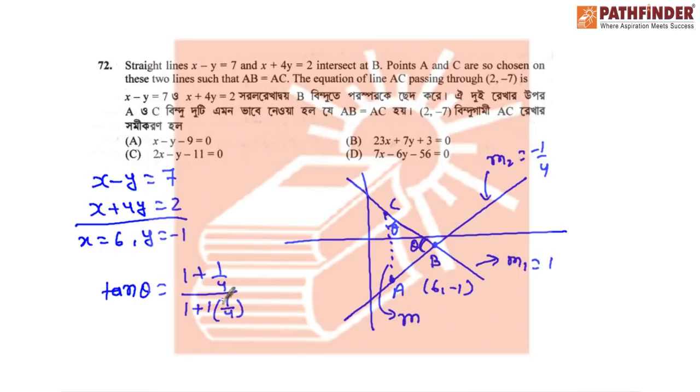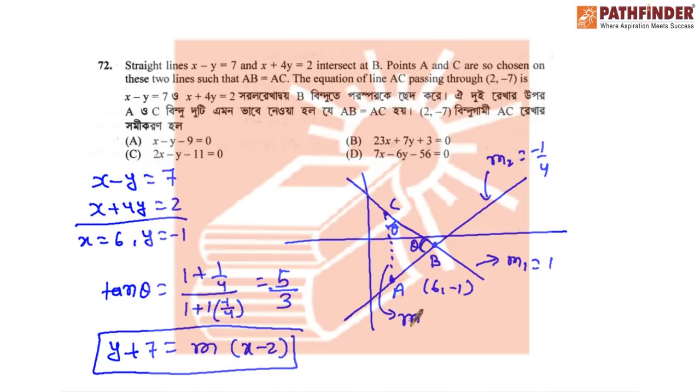So finally it will come as 5 by 3. So the equation of AC is y plus 7 is equal to m times of x minus 2. This is the main equation. We need to find the value of m.